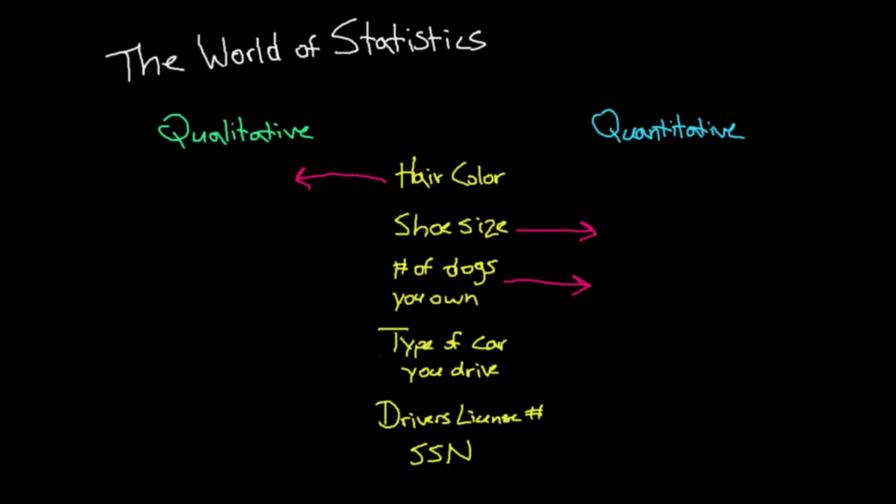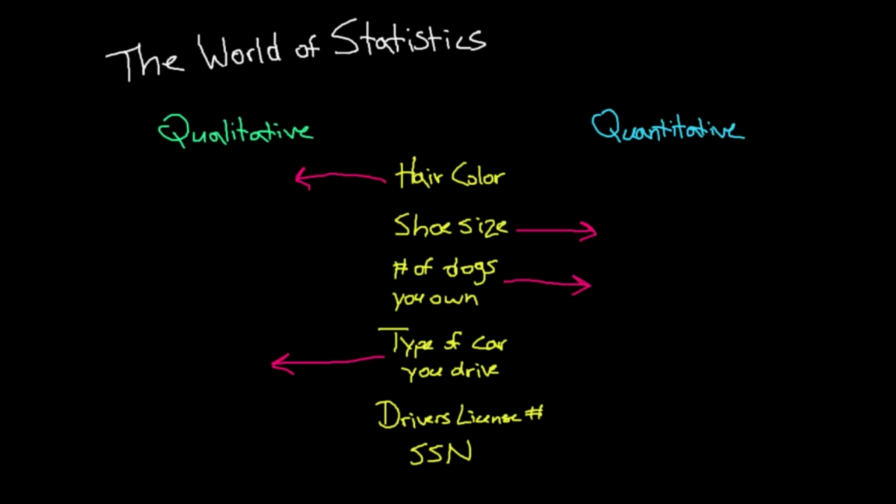The type of car you drive. So the type of car that you drive is kind of hard to quantify. You can't really quantify a Ford, you can't quantify a Chevy. Of course, we could count those things, but when we're thinking about qualitative versus quantitative data, this is a label. This is something that is an attribute of a car. This is not necessarily quantifiable. So the type of car that you drive would be qualitative.